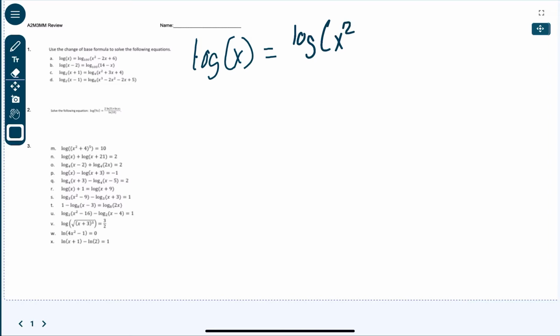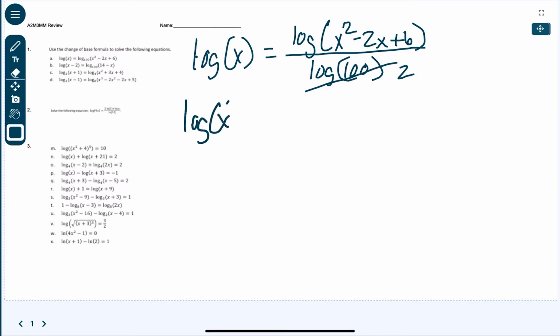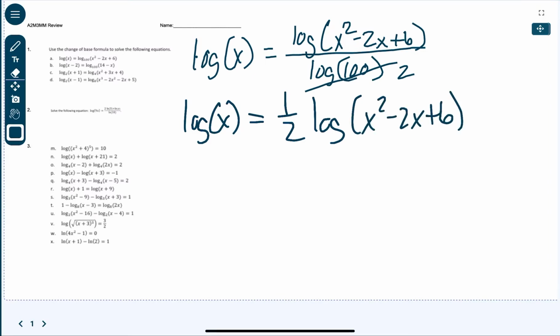log of x squared minus 2x plus 6 over log of 100. So we know that the log of 100 would be 2. So let's mark that out and make that a 2. But let's rewrite this as log of x is equal to half of log of x squared minus 2x plus 6.